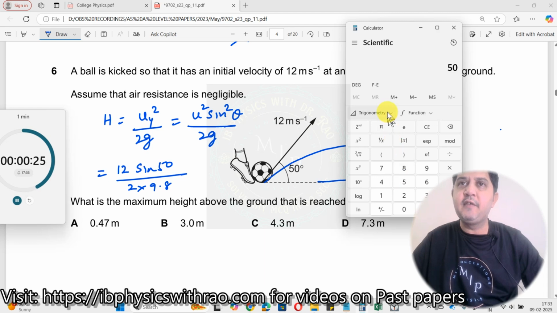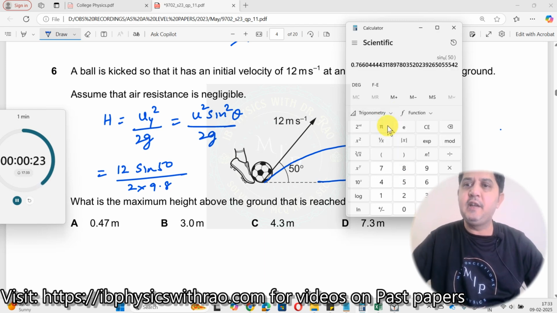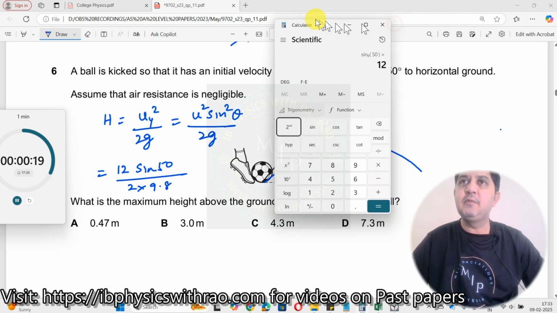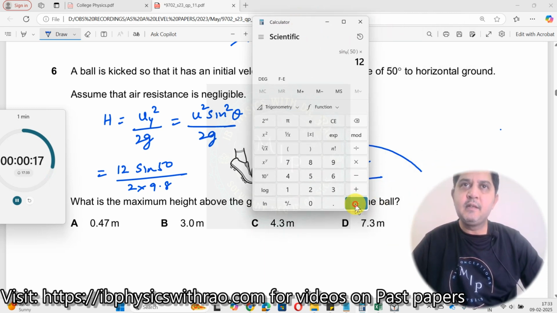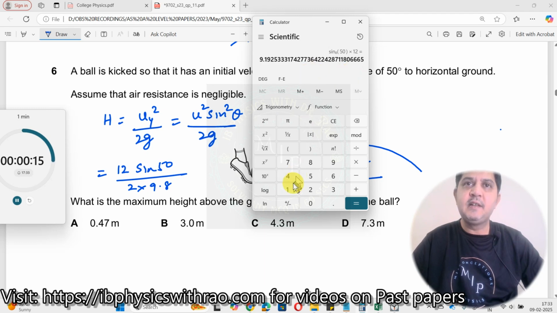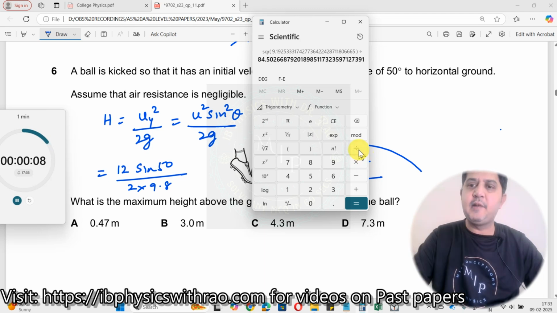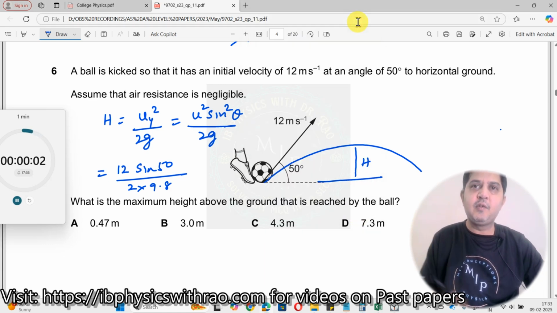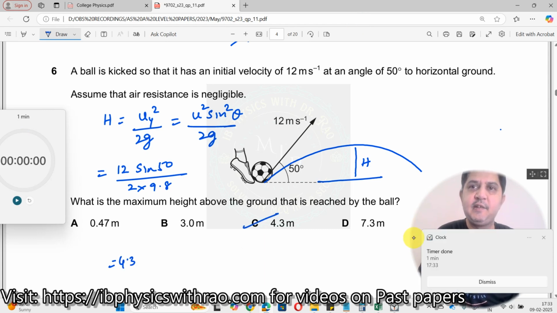Sine of 50 multiplied by 12 is equal to so much, and I need to square this. I get this value, then divide this by 2 into 9.8, 19.6. When I do this, I get the answer 4.31. 4.31 should be your answer. 4.3 is the answer C. Okay.